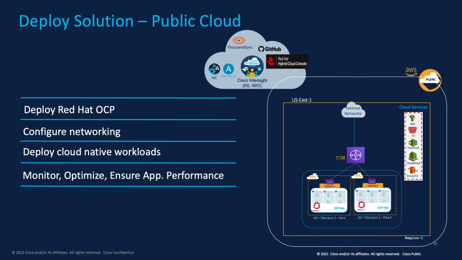IO Collector can also be deployed on the OCP clusters in AWS to enable container-level monitoring and analysis, and to ensure the performance of the application workloads deployed on the cluster. Now let's take a look at the demo.